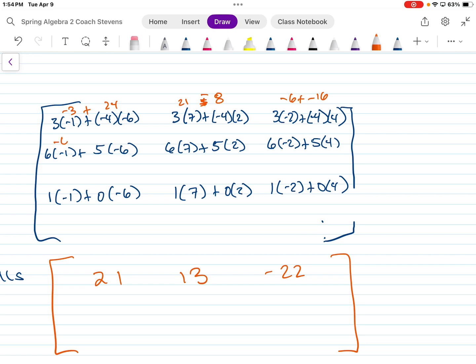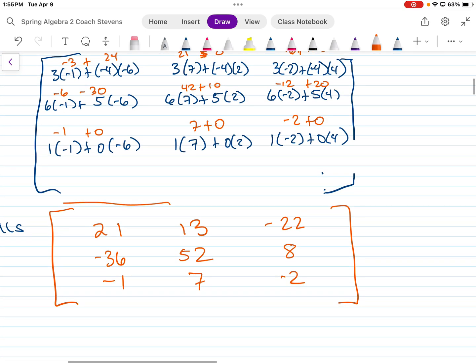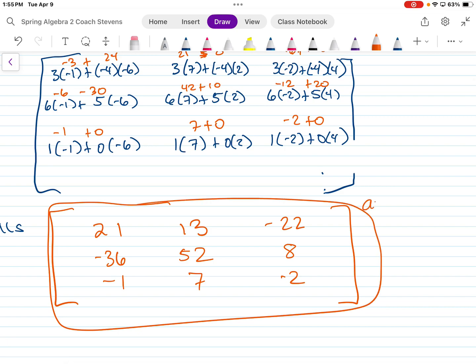Then we say -6 minus 30 would be a -36 for the second row first term. Then we have 42 plus 10, which would be 52. -12 plus 20, which would be 8 for the finish of the second row. And then the last row would be -1 plus 0, so that's -1. 7 plus 0, which is 7. -2 plus 0, which is -2. And then there's my answer matrix.